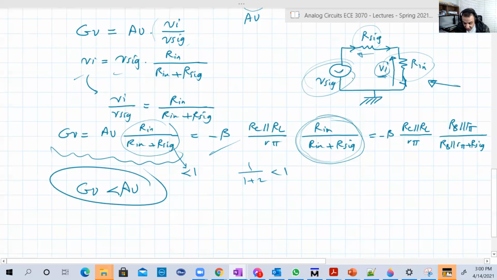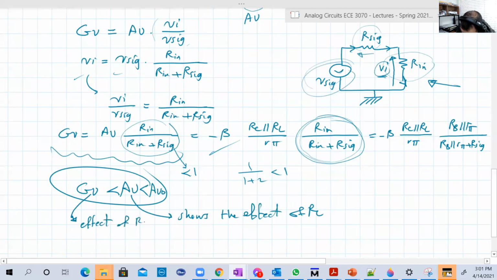Okay, so GV is less than AV and AV is less than AV naught. AV shows the effect of our load. GV, the overall gain, shows the effect of our signal, and implicitly our load, because it's a function of AV. So AV has our load inside. Look, our load here and our signal in here.